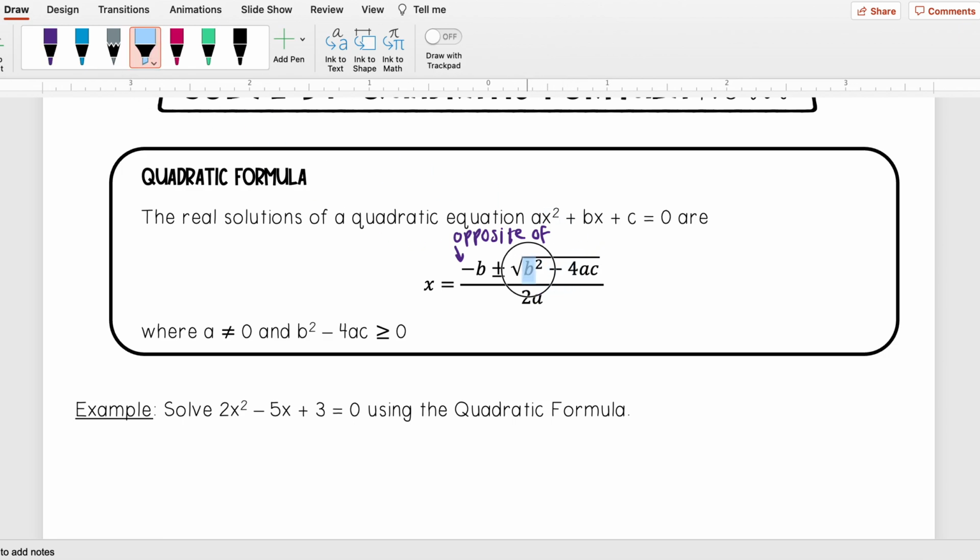And now you should recognize this b squared minus 4ac from what we talked about before, because that is our discriminant. And remember, the discriminant tells us how many real solutions we have. So if you recall, if what you have underneath this radical, this b squared minus 4ac is greater than 0, that means we're going to have 2 real solutions. If it equals 0, we're just going to have 1 solution. And if it's less than 0, then we're going to have no real solutions. And we'll see some examples of those later on.